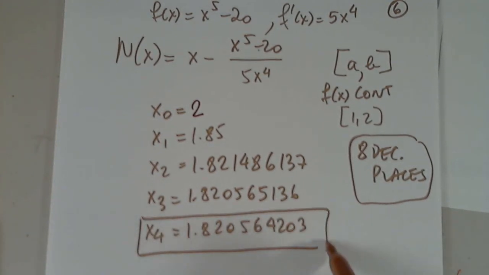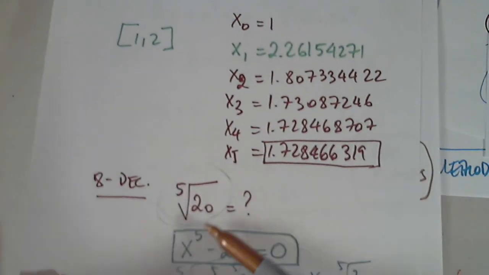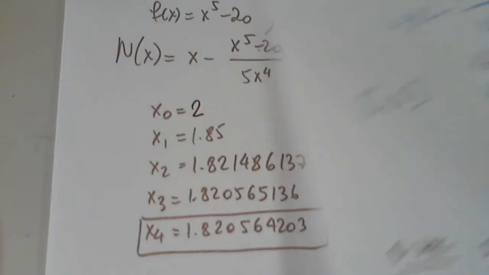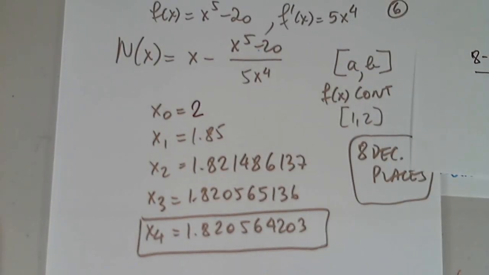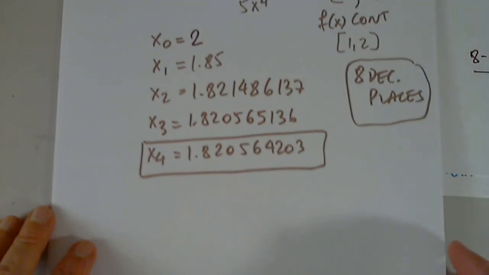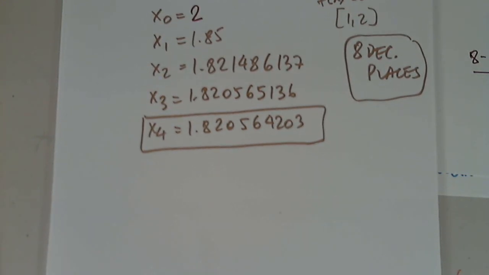And this is the approximation of the 5th root of 20. You never thought that you could take the 5th root of 20. Now you can. Using calculus, you can approximate any number you want without having to take the 5th root per se.